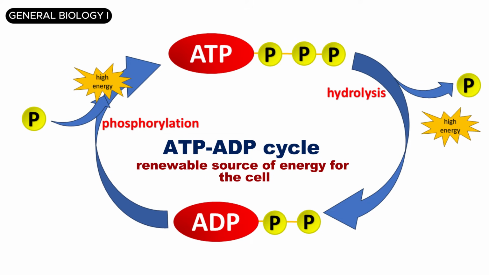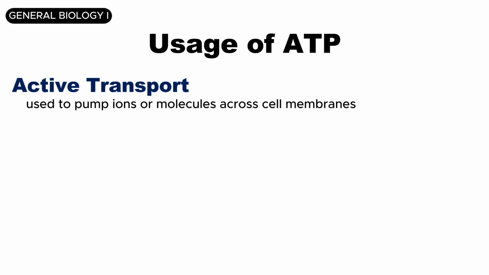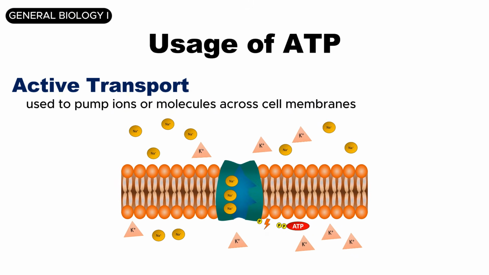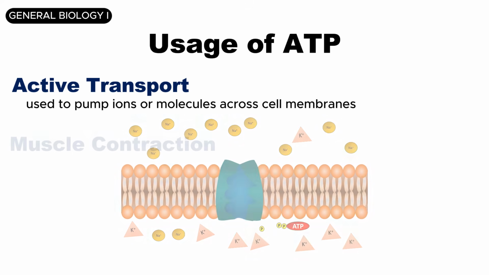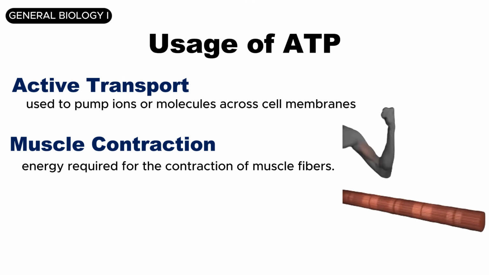ATP powers a wide variety of cellular activities, including active transport. ATP is used to pump ions or molecules across cell membranes against their concentration gradients. For example, the sodium-potassium pump relies on ATP to maintain the proper balance of sodium and potassium ions in nerve cells. Muscle contraction. In muscle cells, ATP provides the energy required for the contraction of muscle fibers. Without ATP, muscles would not be able to contract and relax properly.